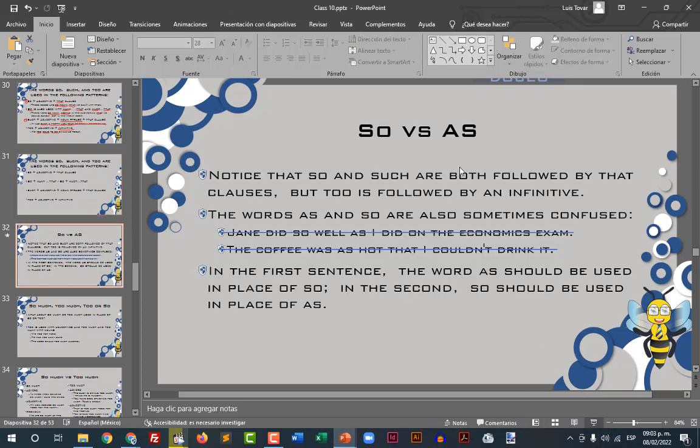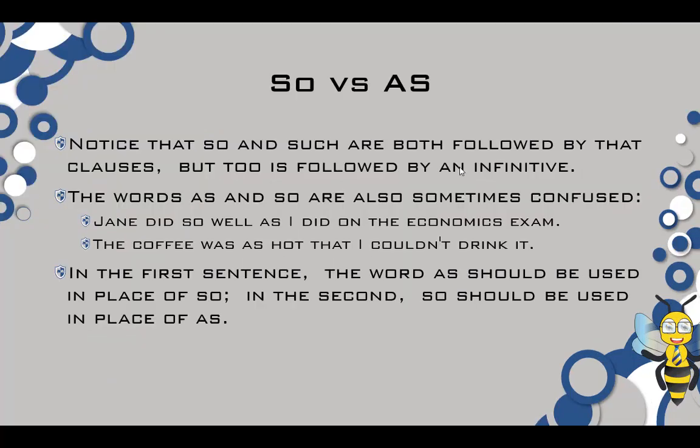So now let's check how to identify when to use so and when to use as. If you realize in the previous patterns that I showed you, so and such are both followed by that clauses, but too is followed by an infinitive verb. The words as and so are also sometimes confused. For example, Jane did so well as I did on the economics exam, or the coffee was as hot that I couldn't drink it. Both sentences are wrong. In the first sentence, the word as should be used in place of so. In the second sentence, so should be used in place of as.